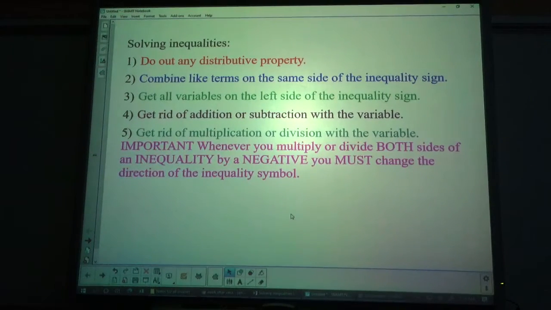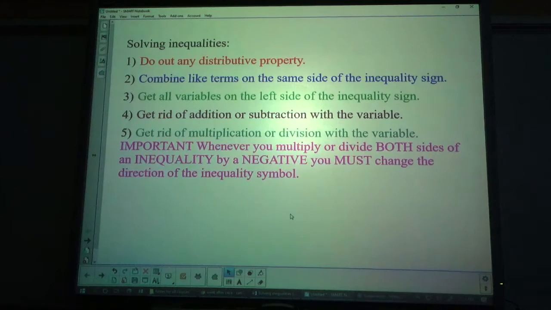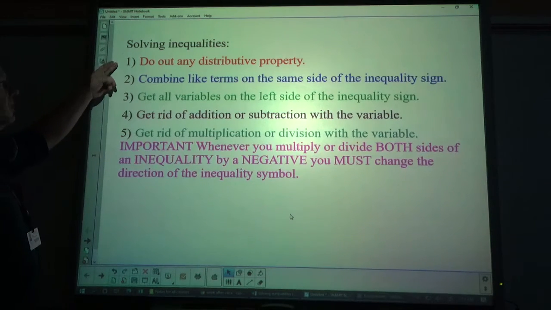Welcome. Today we're going to talk about solving inequalities. This is with one variable, and we'll be solving them on a number line, or graphing them on a number line. So step one is do out any distributive property.